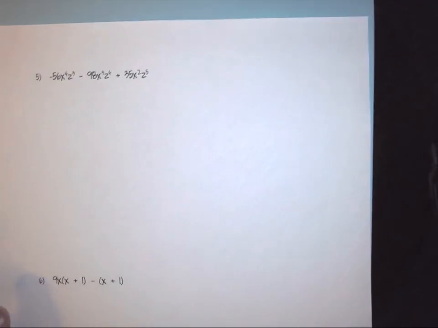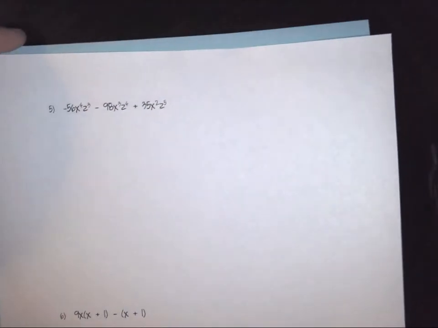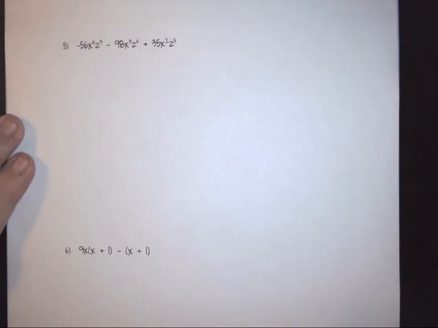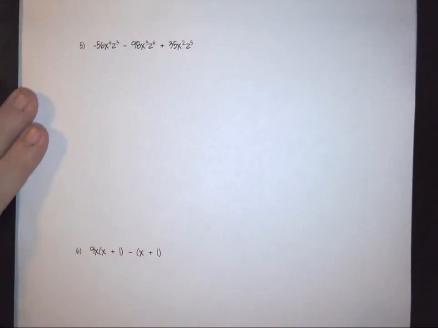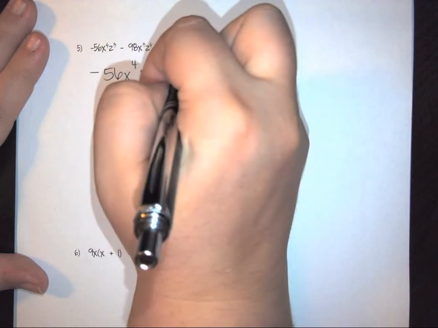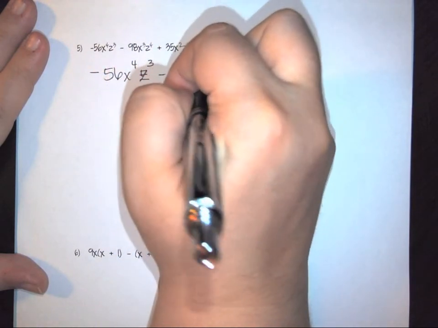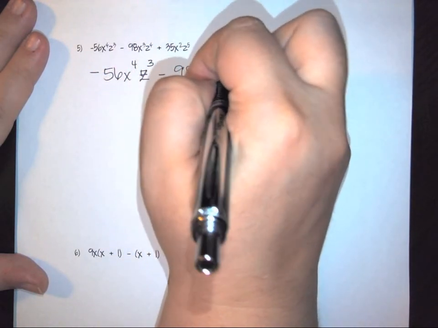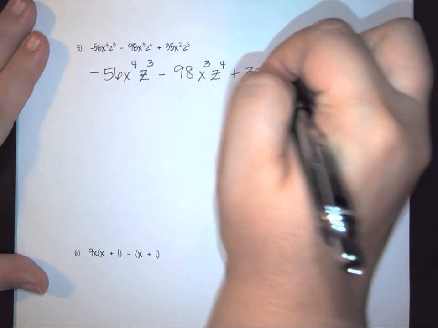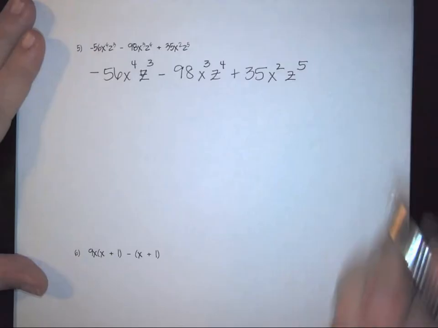Alright, let's look at just a couple others. And the reason for these is because they look slightly different. Again, the name of the game is to factor everything out as far as you can go. So here I have negative 56 x to the 4th z cubed minus 98 x cubed z to the 4th plus 35 x squared z to the 5th.